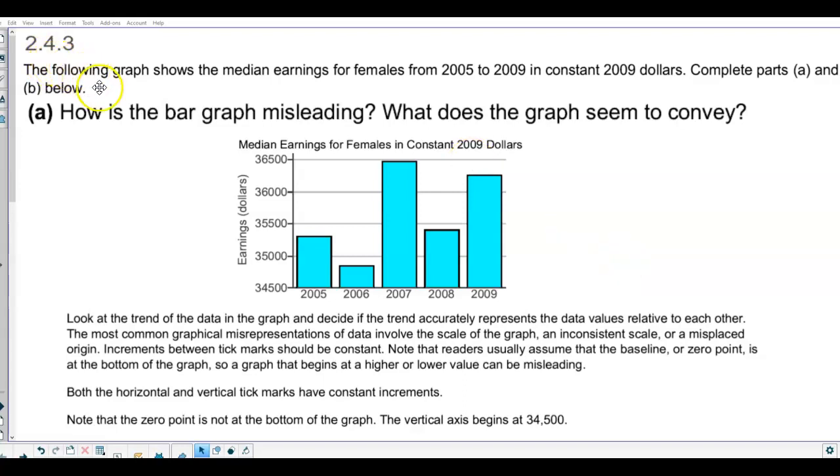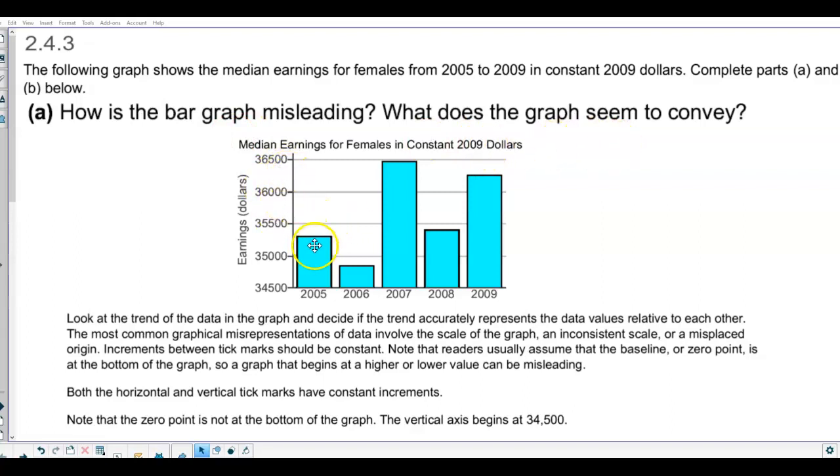Section 2.4.3, the following graph shows the median earnings for females from 2005 to 2009 in constant $2009. We want to complete parts A and B below. Part A says, how is the bar graph misleading and what does the graph seem to convey?